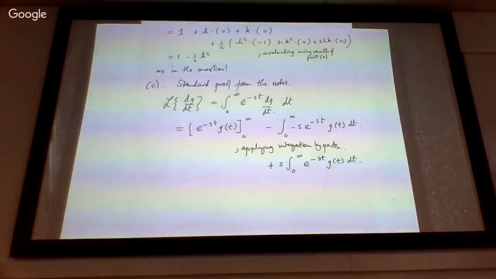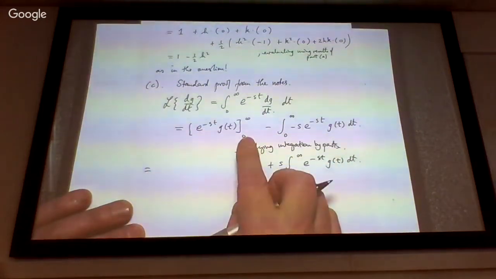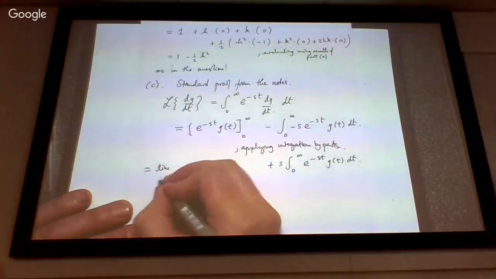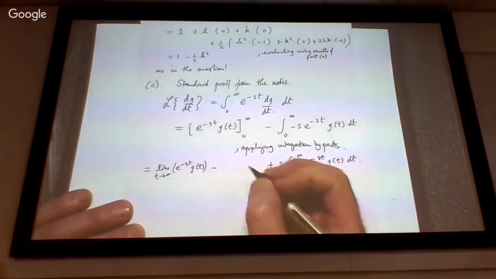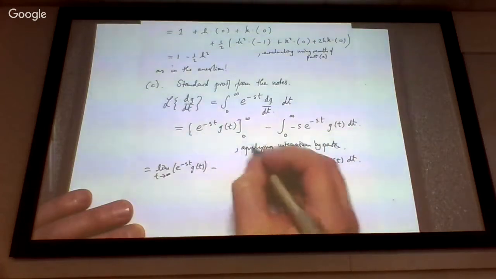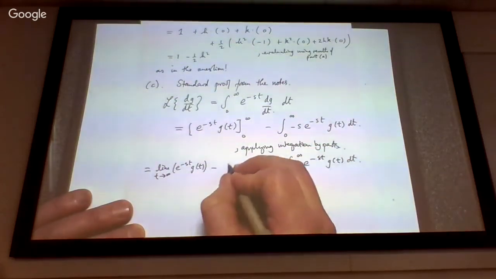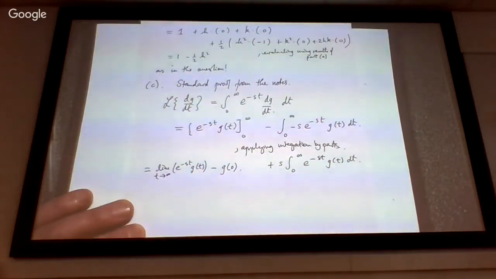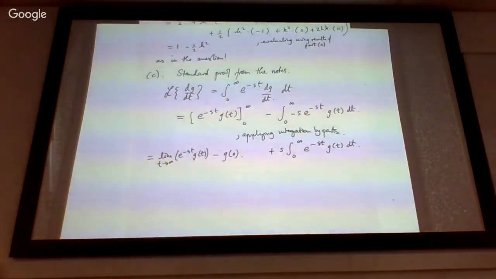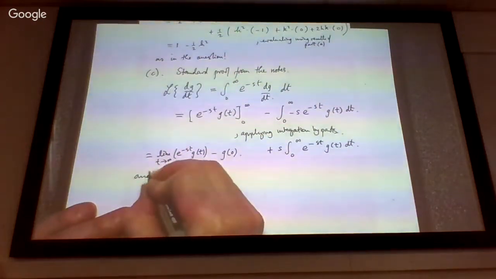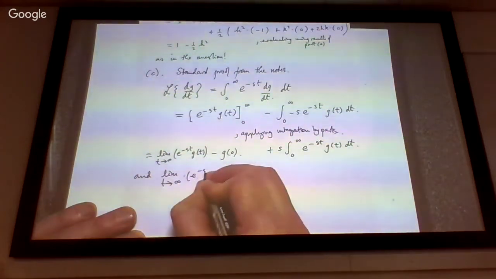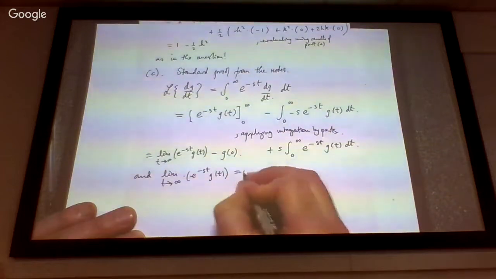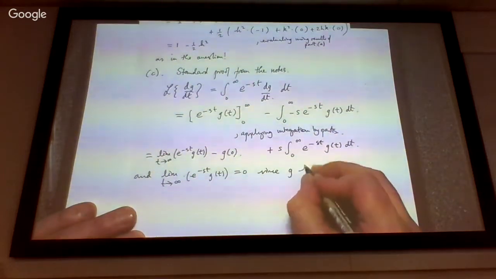Treating the other part here, well, it's going to be the limit as t goes to infinity of the quantity e to the minus st g of t, minus this thing evaluated at 0. So e to the 0 is 1. This is going to be simply minus g of 0. And we can say that this limit as t goes to infinity of e to the minus st g of t is equal to 0 since g has a Laplace transform.